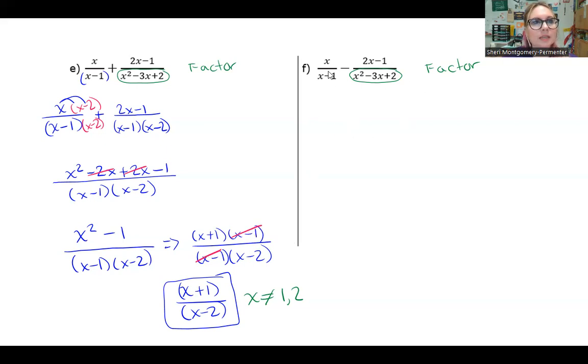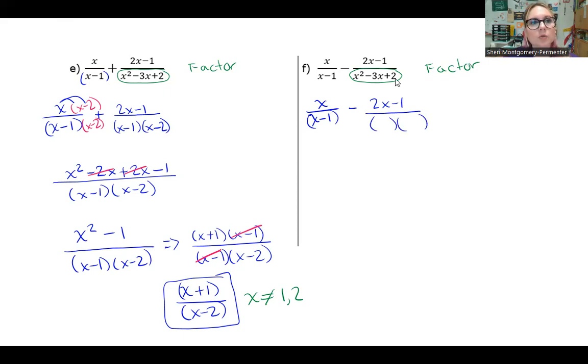My next problem is going to be pretty much the same. The only difference is I'm going to subtract. So I'm going to set it up the same. I'm going to rewrite. And I have to factor that denominator.